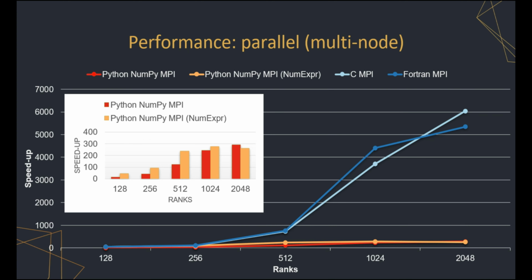However, if we continue to increase ranks, the advantage of NumExpr will not exist, especially after 256 ranks. Combined with the small figure, the scalability of Python NumPy MPI is very good, in fact slightly better than linear. The C and Fortran scalability is massively superlinear, presumably because of cache effects. As the local problem size gets smaller, it suddenly fits into cache and gets a huge performance jump. However, the Python programs do not get this benefit.